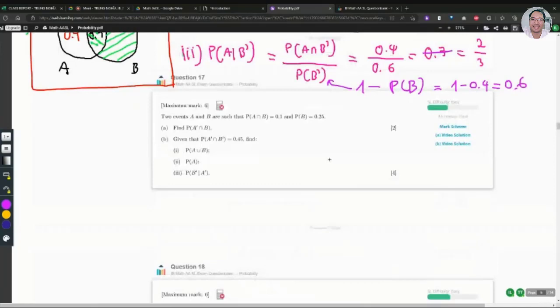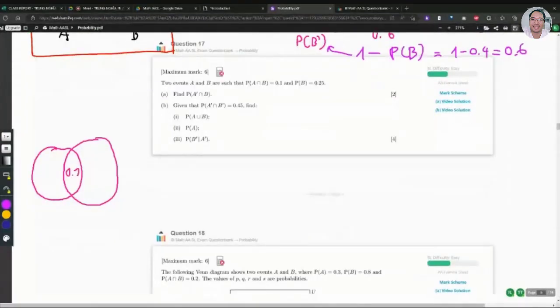A and B is 0.1, which is the intersection. B total is 0.25. Find the probability of not A and B. Again, please draw the Venn diagram, the circles. The intersection is 0.1. The total of B is 0.25. So B and not A is 0.15.